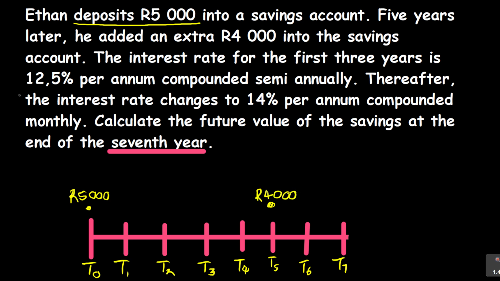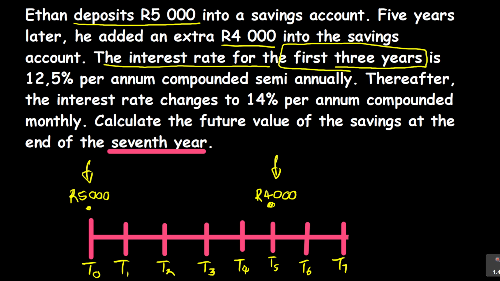Are you with me? All right, now this is not a problem. It's money being added. So I'll use an arrow to say you are adding money, you are adding money. But there comes the part where it says the interest rate. That's where the confusion now comes. The interest rate for the first 3 years. Look at this now. The first 3 years is 12.5% per annum.